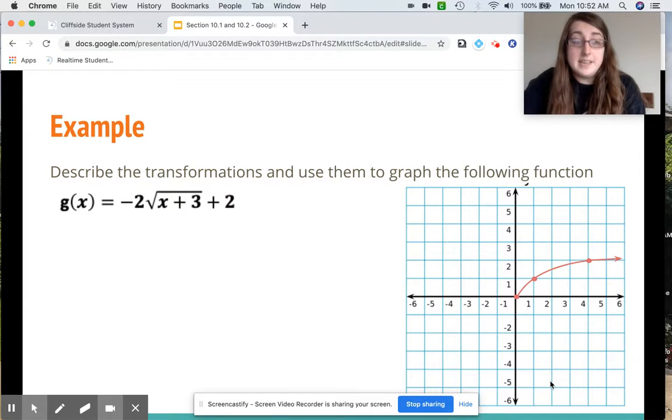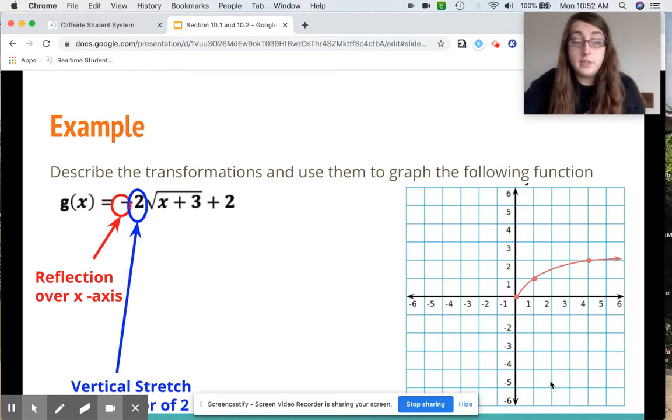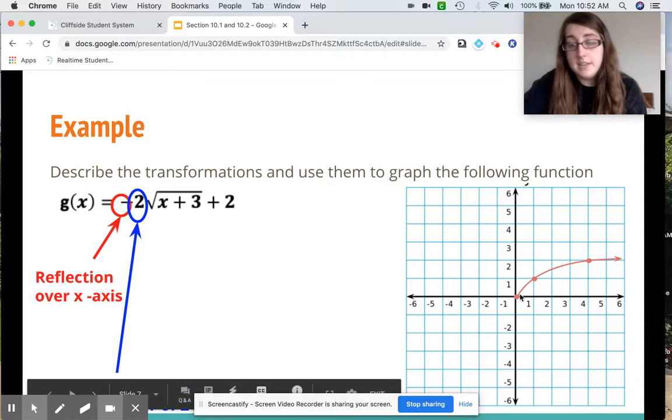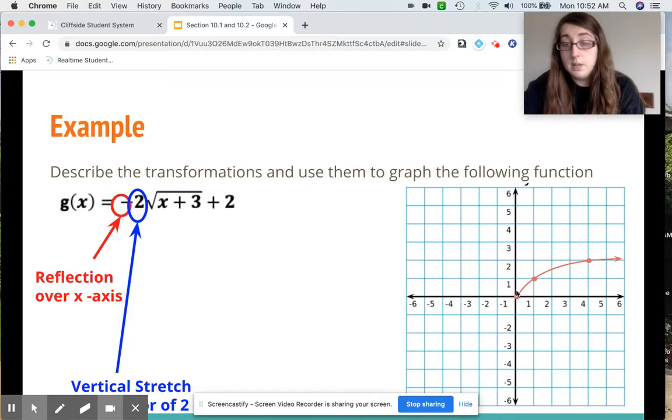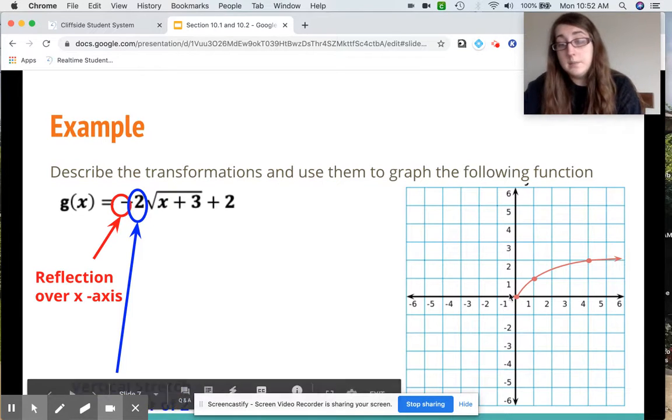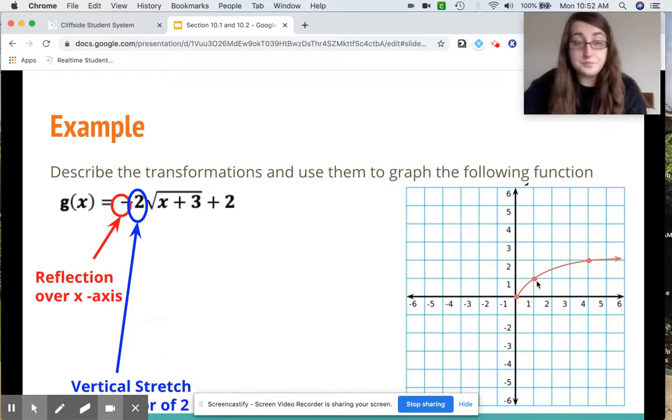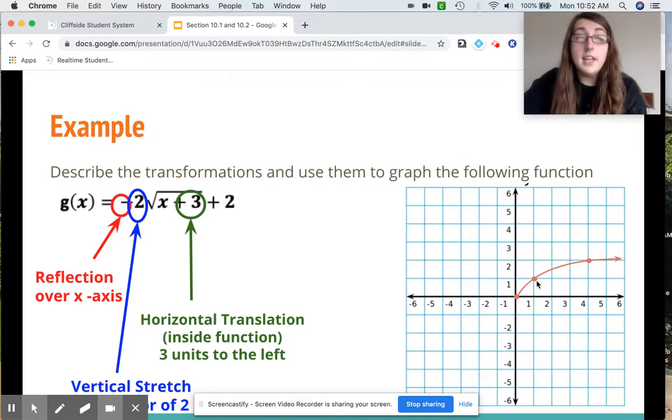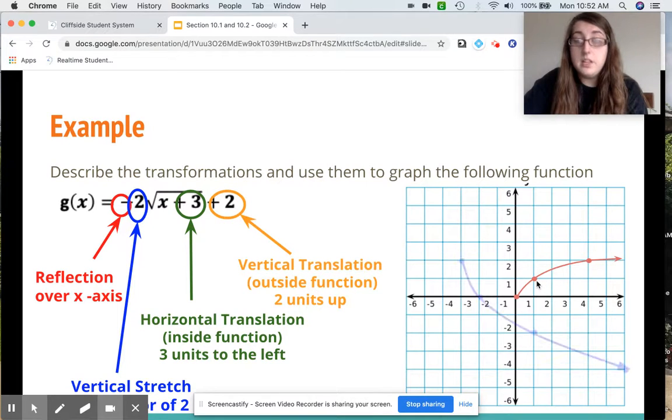Okay, another example. So you have negative is a reflection. 2 is your vertical stretch. So instead of it being up 1 over 1, you're going to be multiplying it by 2. So it's going to be going up 2 over 1. And it's going to be much higher. +3 to the left 3, and then +2 up 2.